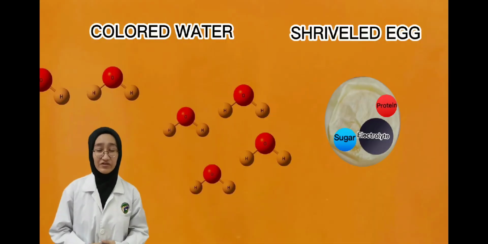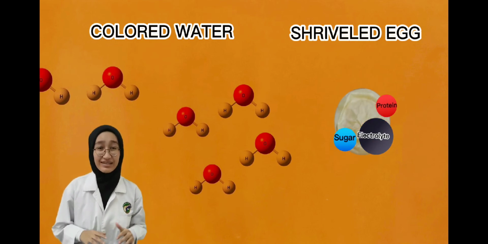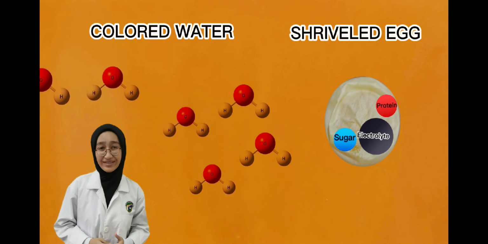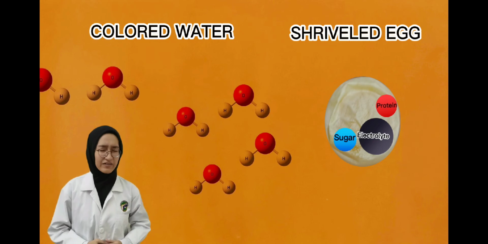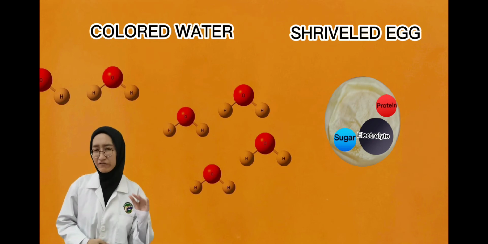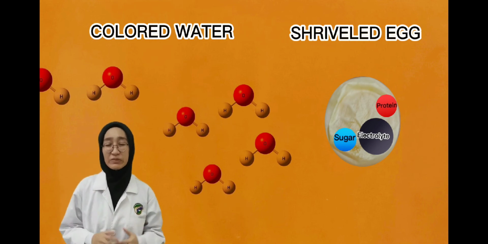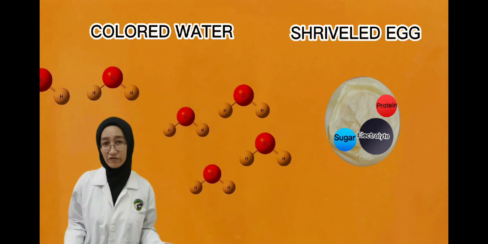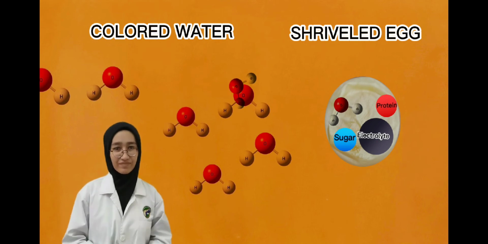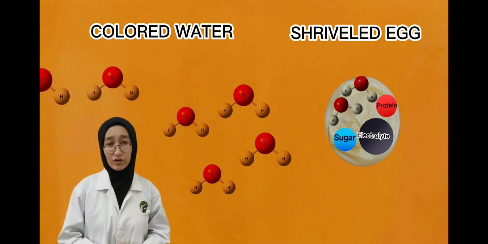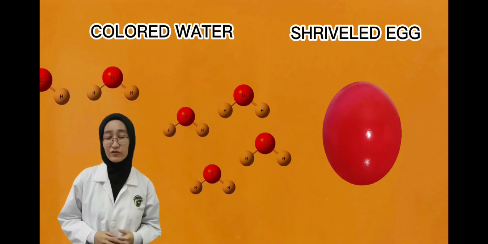When we place the shriveled egg in the colored water, the shriveled egg will begin to swell and expand. This happens because the colored water contains a lot of water molecules but nothing else inside it. While for the egg, there are almost no water molecules and very few protein, electrolyte and sugar molecules. Because of the high osmotic pressure difference between the inside and outside of the egg, the water molecules will pass through the membrane and go inside the egg. As a result, the proportion of water molecules to other molecules is equal. Hence, it causes the shriveled egg to swell.